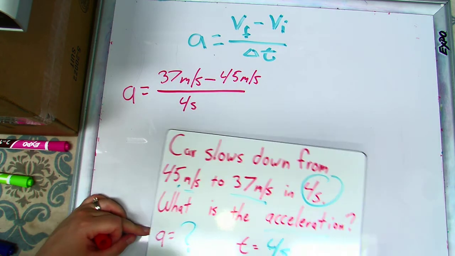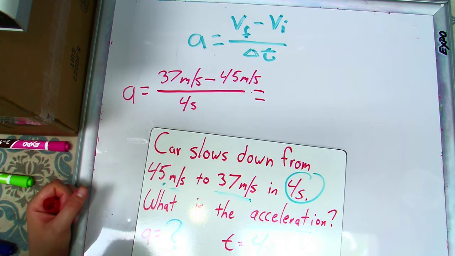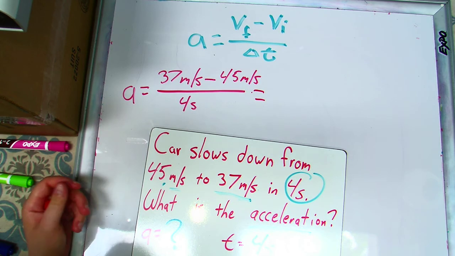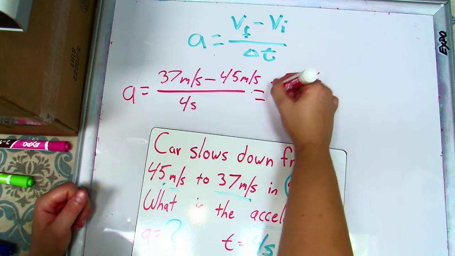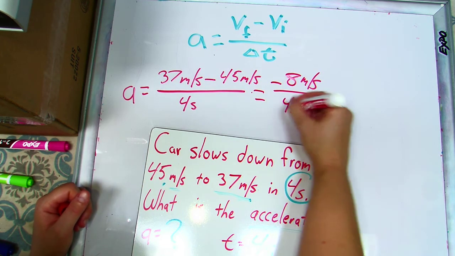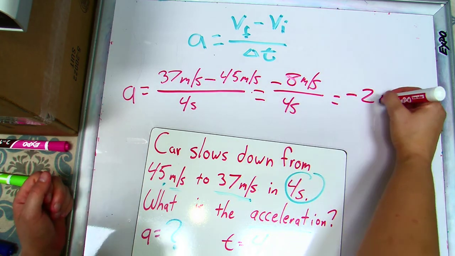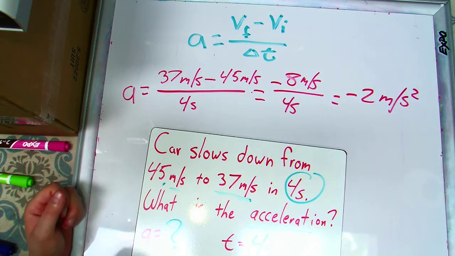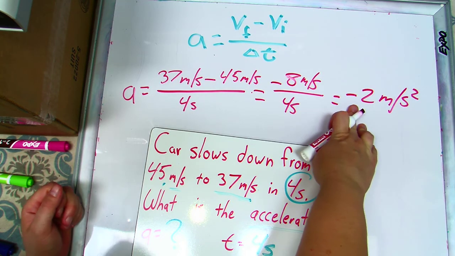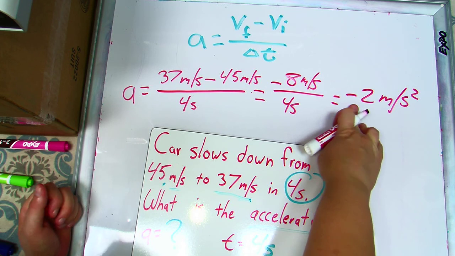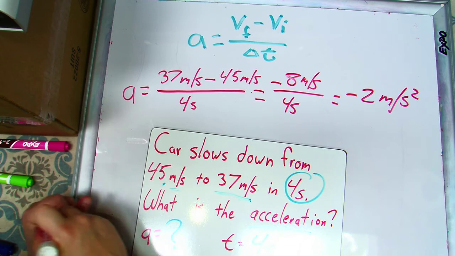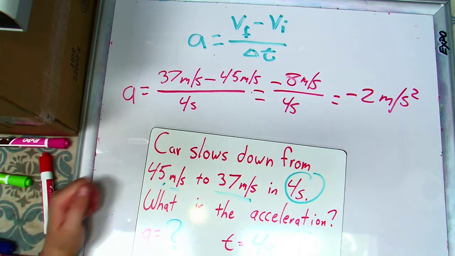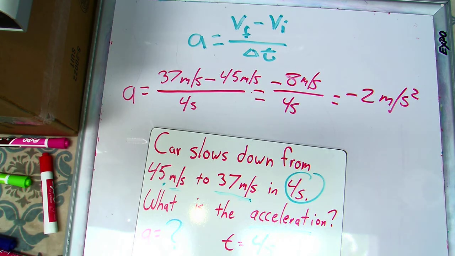All right, let's get to it. 37 minus 45 would be -8 meters per second divided by 4 seconds equals -2 meters per second squared. The negative sign simply means that the acceleration is happening in the opposite direction of the velocity, which makes sense because remember, it's slowing down. So its velocity is decreasing. Not horrible. Hopefully not horrible. Let's do a few more of these.